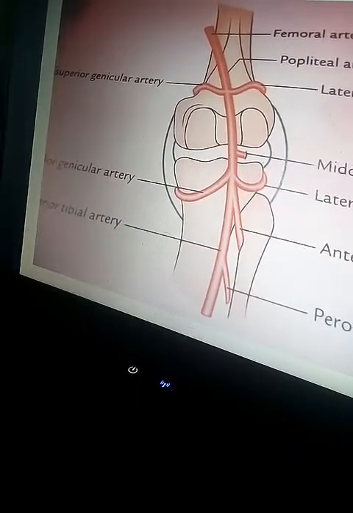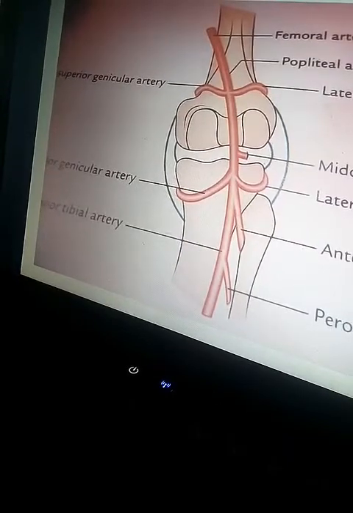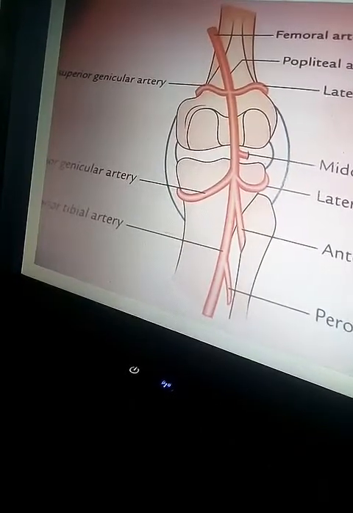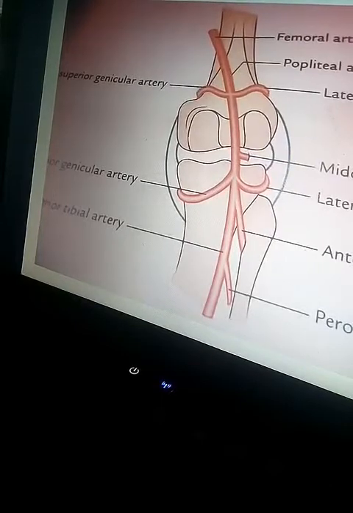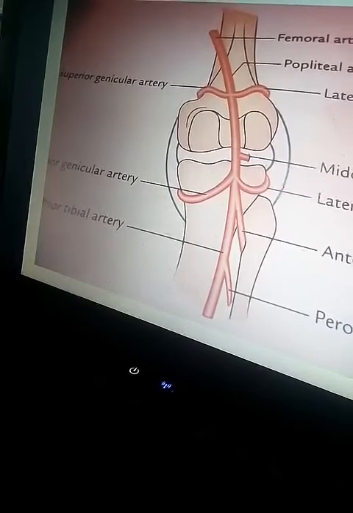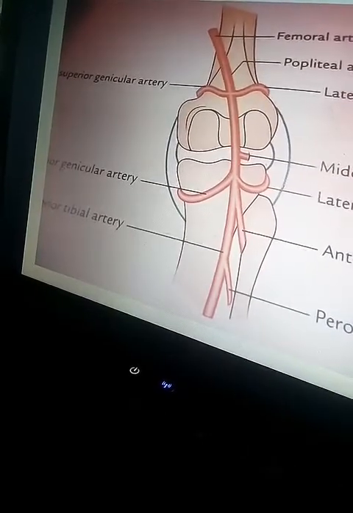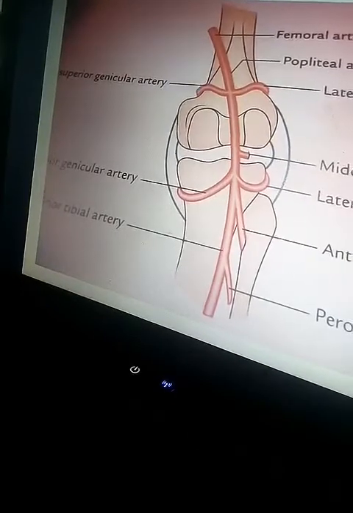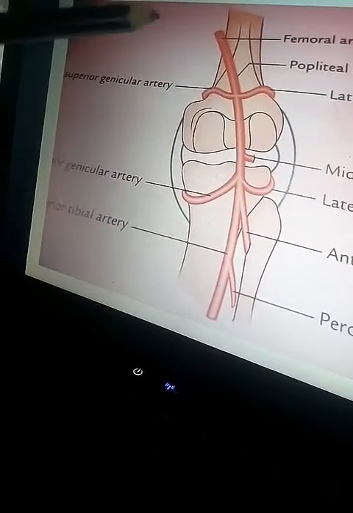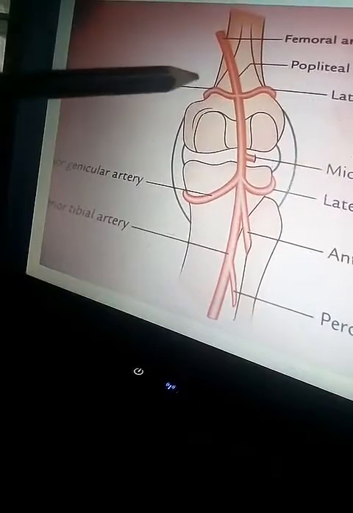Muscular branches are large and several in number. The upper branches supply adductor magnus and hamstring muscles. One or two of them anastomose with the fourth perforating artery. The lower muscular branches supply the gastrocnemius and soleus.